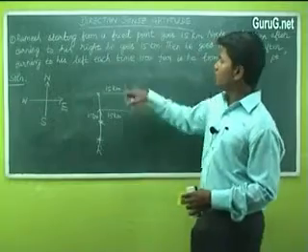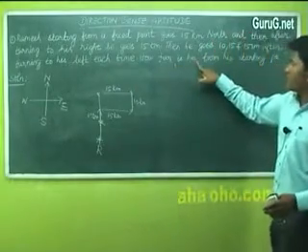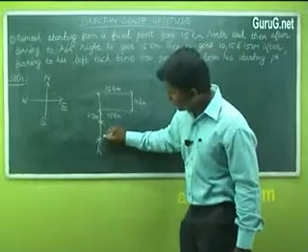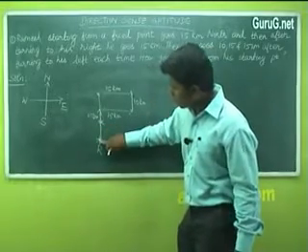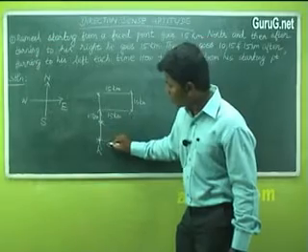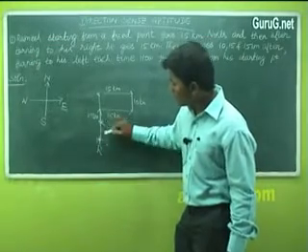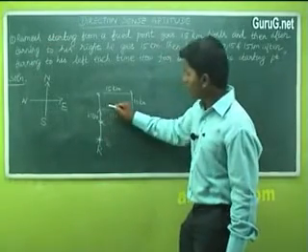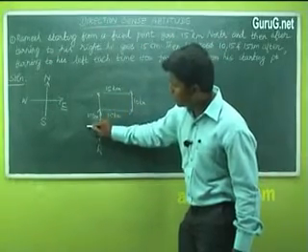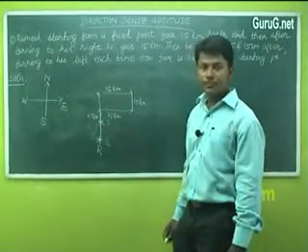What you are asked to find: how far is Ramesh from his starting point? Ramesh's starting point was here. How far is Ramesh from the starting? This is his starting point, this is his ending point. Now Ramesh started from here, went through like this, at last now he is here. What is the distance? You are asked to find this distance.